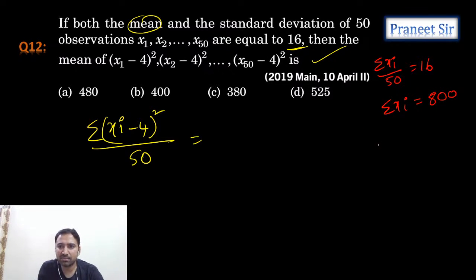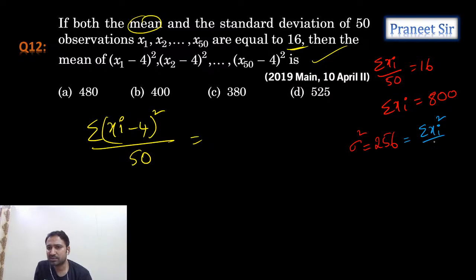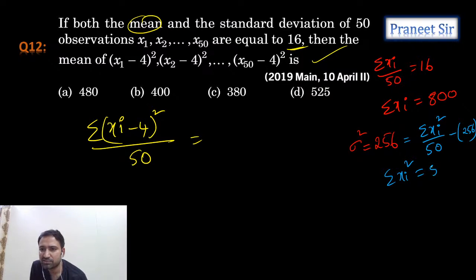Next, standard deviation he has given. What is the standard deviation formula? Standard deviation is 16, which means variance is 256 only. Sigma square is equal to 256. What is the formula? Isn't it sigma xi square by 50 minus mean whole square? Mean is 16, and 16 whole square is 256. So from this, sigma xi square is 256 plus 256, that is 50 into 512. Correct?